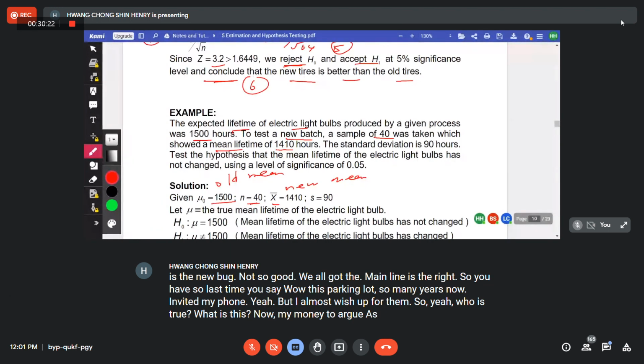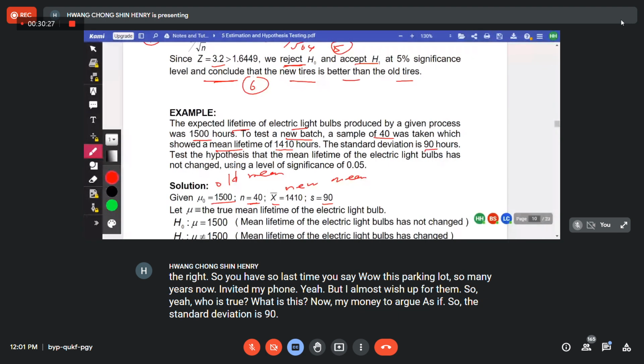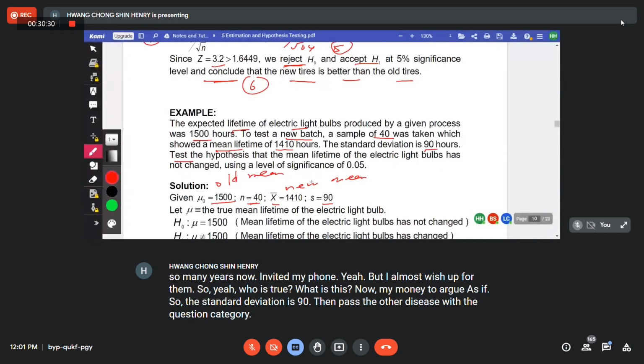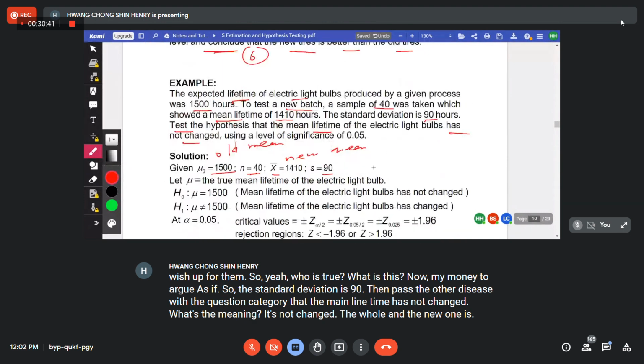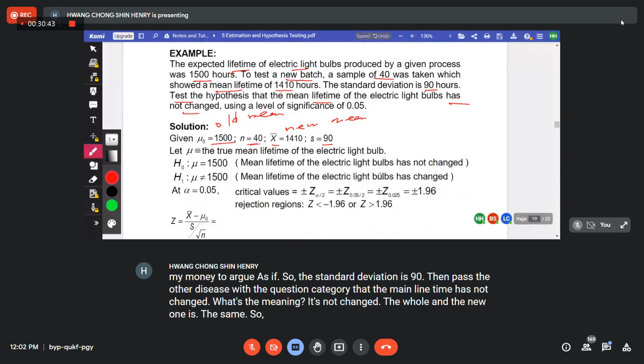Test with hypothesis. So the standard deviation is 90. Then test the hypothesis. Read the question carefully: that the mean lifetime has not changed. What's the meaning of has not changed? The old and the new one are the same. So how do you write your H0? And how do you write your H1?